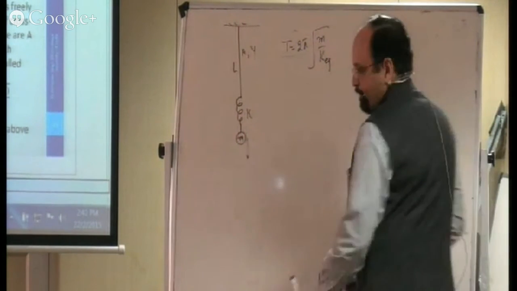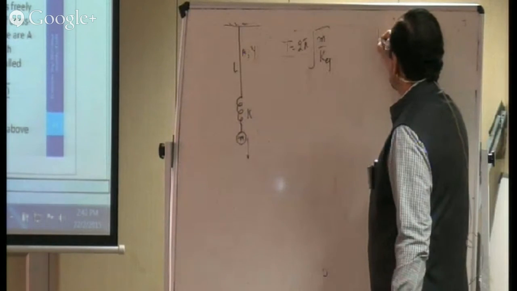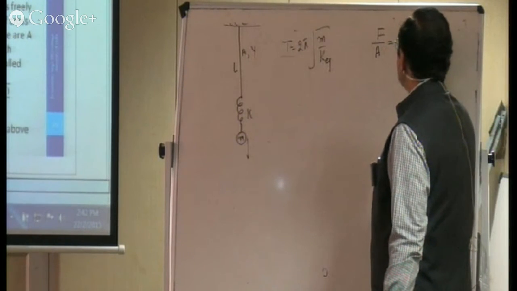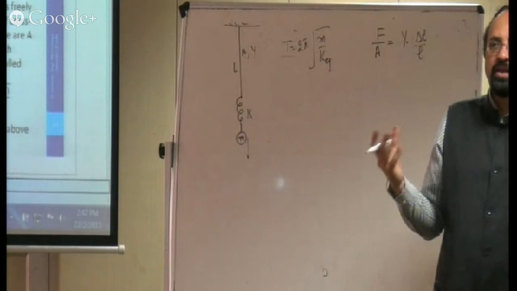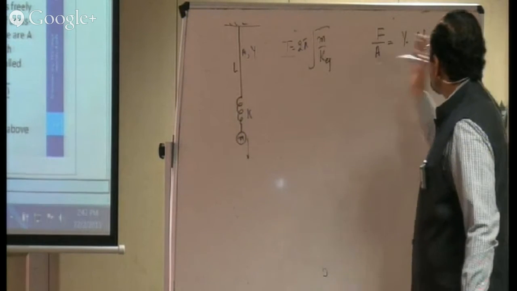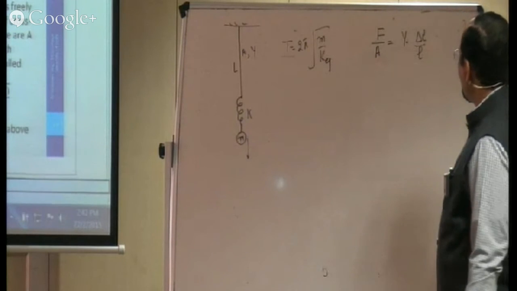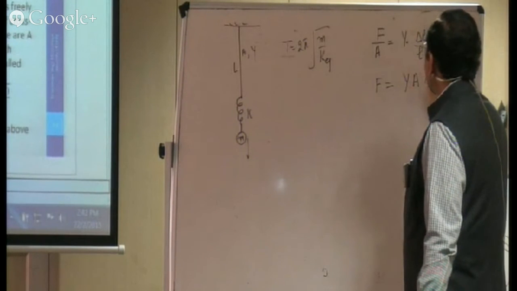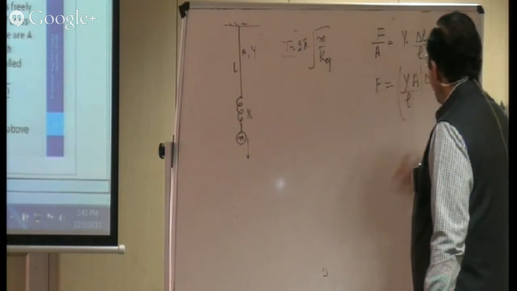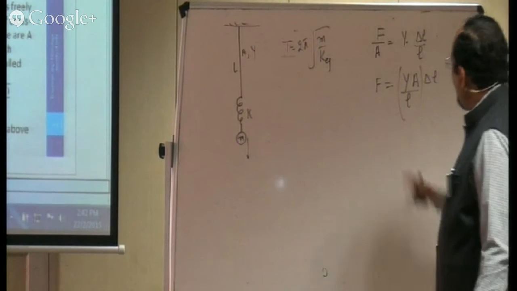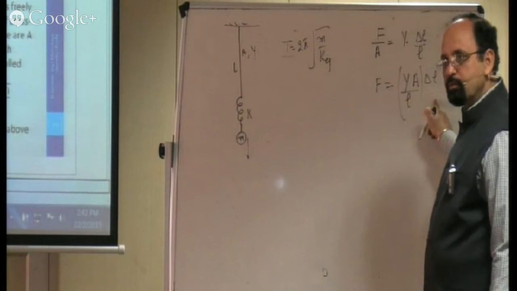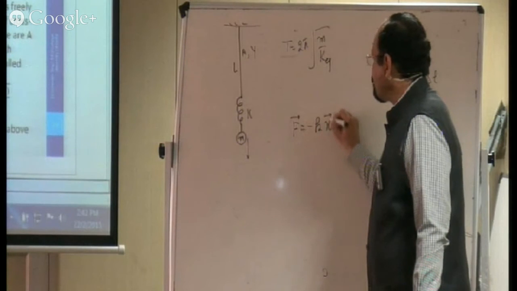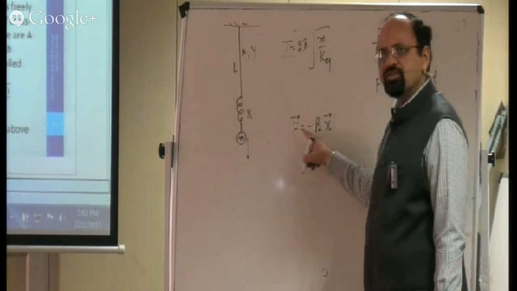See, for a wire, I can write force by area, that is stress, is equal to Young's modulus times change of length to the original length. This formula I can write easily. Stress is proportional to strain, Y is the Young's modulus. That means force is equal to YA delta L by L. I have a similar formula for the spring too. Force is equal to minus K x vector. Obviously, this is a restoring force, that's why there is a negative sign.